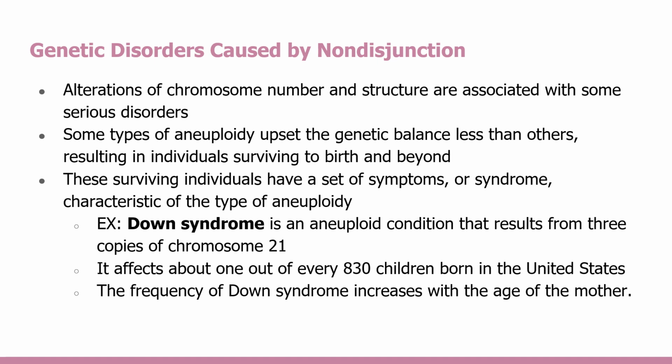The biggest example would be Down syndrome, which is an aneuploid condition that results from three copies of chromosome 21. It affects about 1 out of every 830 children born in the United States. The frequency of Down syndrome increases with the age of the mother.